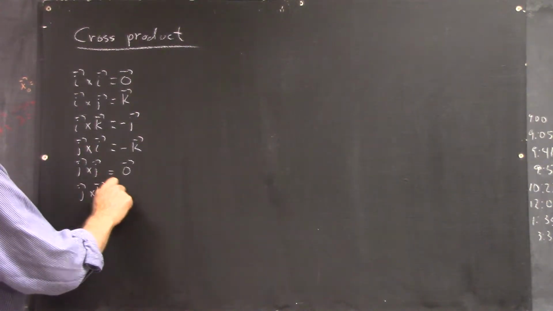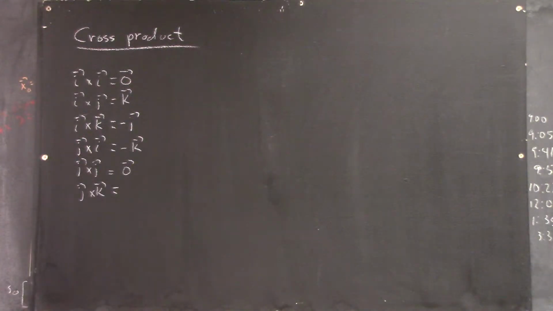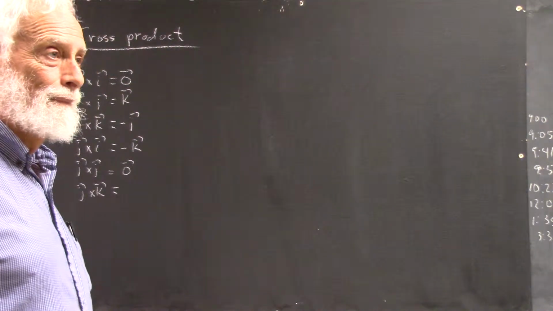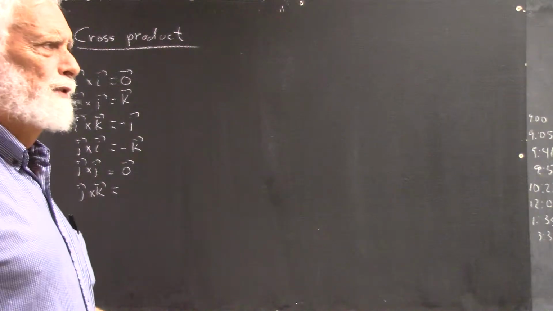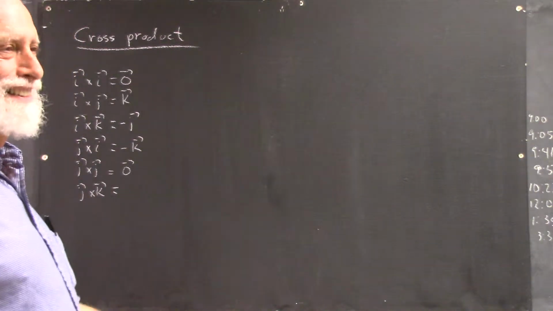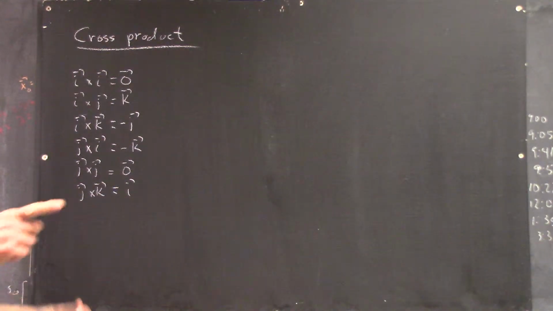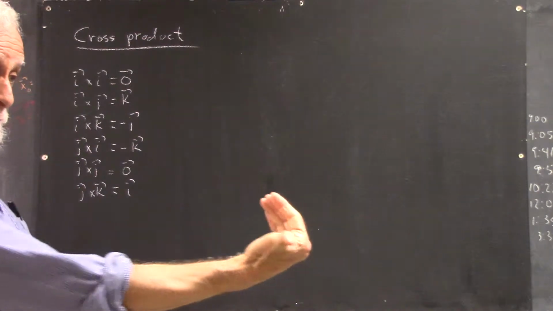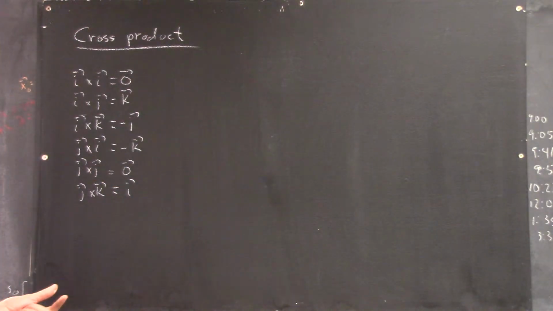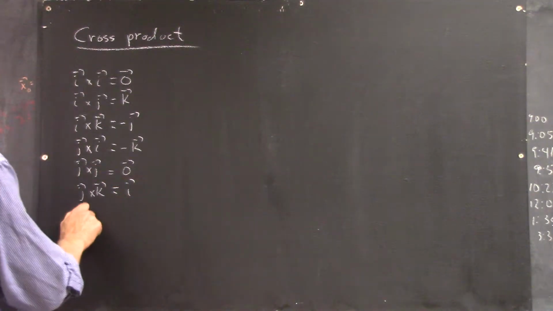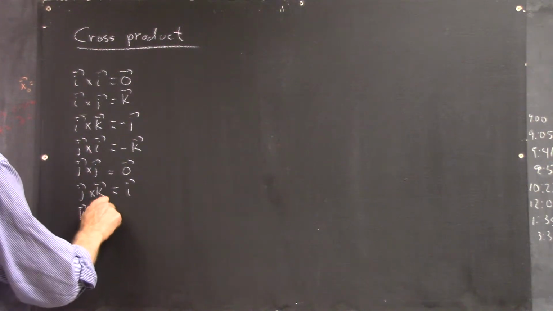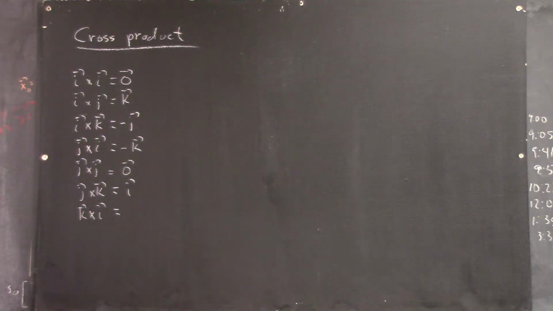J cross k. Tell me what j cross k is. Use your fingers. What did you just say? No, you said I, didn't you? Okay. That's I, yes. J, K. J cross K is I. Getting the idea? Okay. What's K cross I? Yeah. It's what? Negative K. Yeah. You agree?